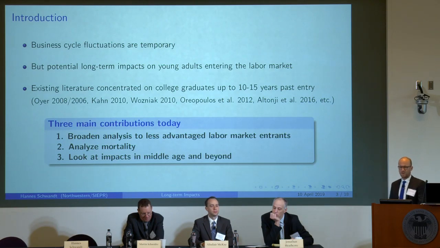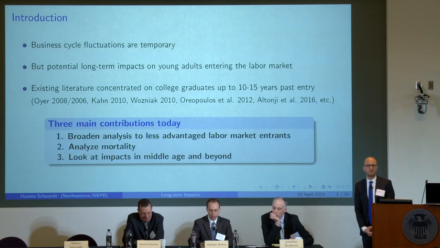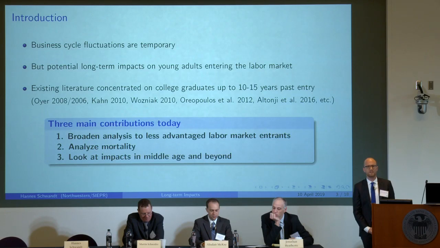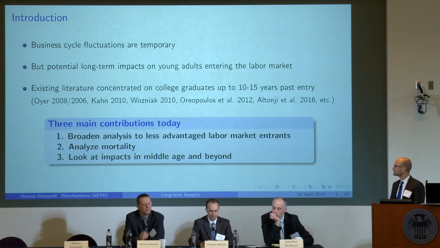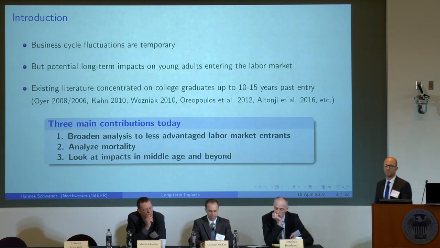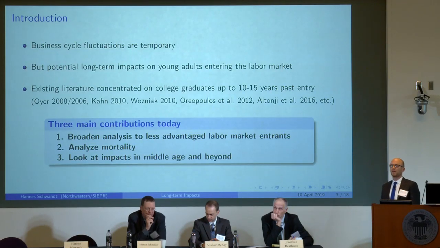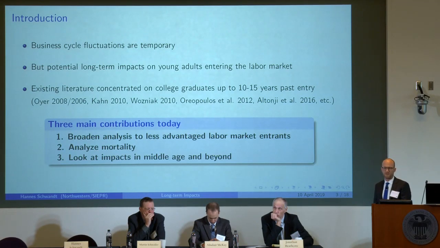Then as a next step, we want to ask whether there are impacts on other outcomes, in particular on health and mortality. And naturally, to answer this question, we have to look at a much broader age period, because mortality is just so low at younger ages. So we will look up to middle age or up to age 50. And in a third step, we will then use this longer time period to look at effects on socioeconomic status and on family formation.